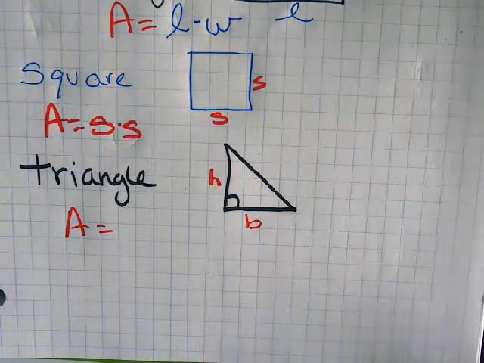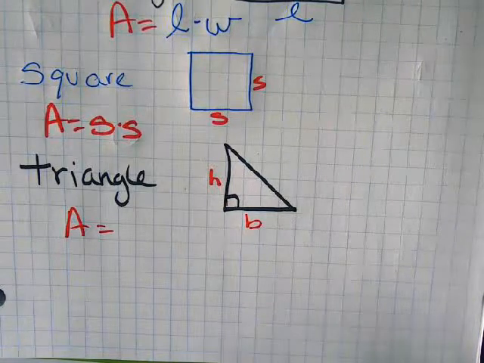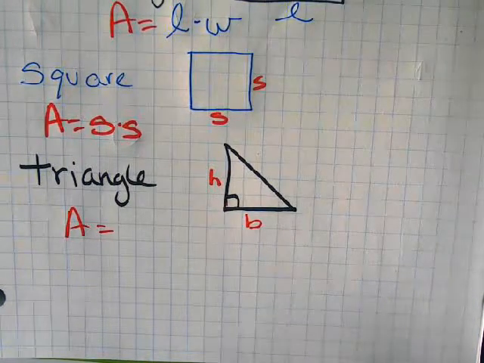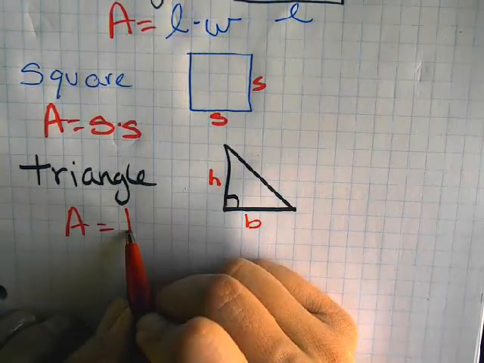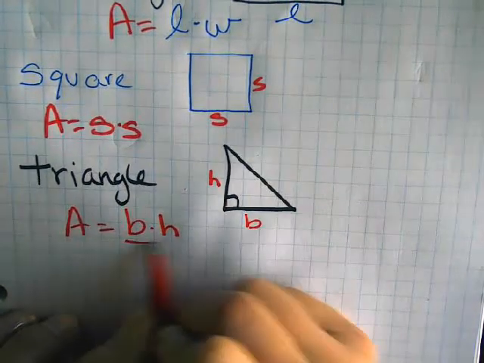So it's the same thing as a rectangle? Has to be a little different, right? Because it's a different shape. So, to find the area of a triangle, it is base times height divided by 2.